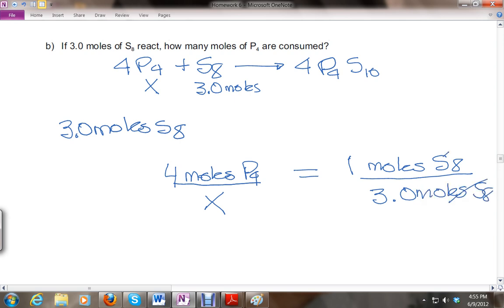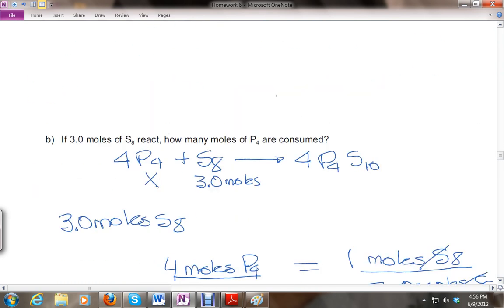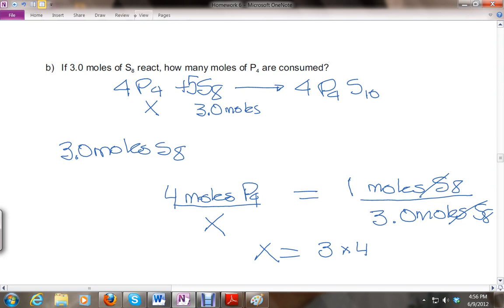And then you cancel out again, and X would be 3 by 4. I think I copied it wrong. Oops, yeah, I missed a 5 here. Sorry for that, guys. So it's gonna react with 5 moles of S8.